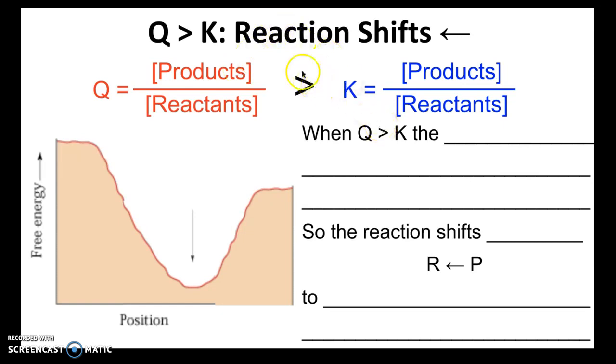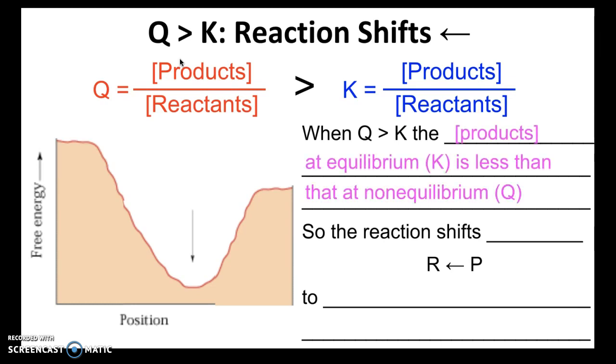When Q is greater than K, that means that the system now has more products than it does at equilibrium. So you have too many products. You want to get to that equilibrium, but you have too many products to be there. So in order to get to equilibrium, you're going to have to reduce the amount of products that you have.